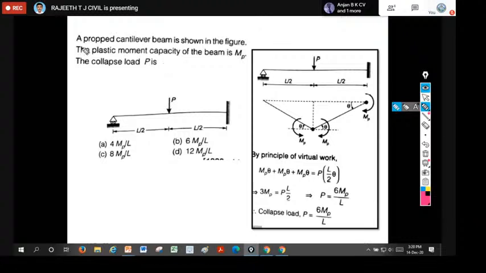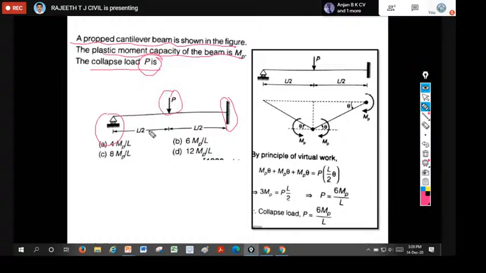The plastic moment capacity of the beam. You should remember some of the basics. Here I have taken a propped cantilever beam, shown in the figure. The plastic moment capacity of the beam is Mp. We should now calculate the collapse load. These are all very important problems. Here they give a propped cantilever beam, where at one end we have a roller support, or a vertical support, and at the other end we have a fixed support.